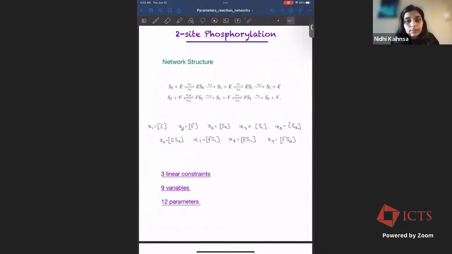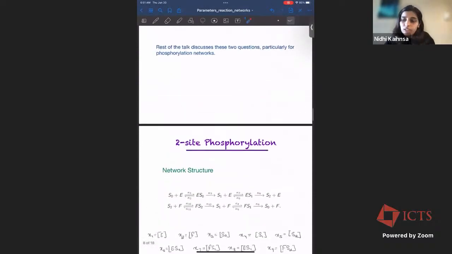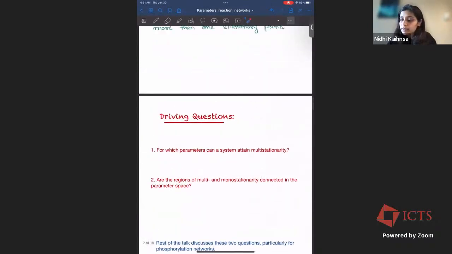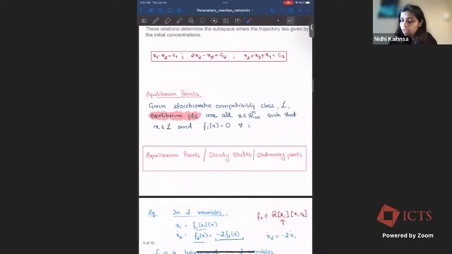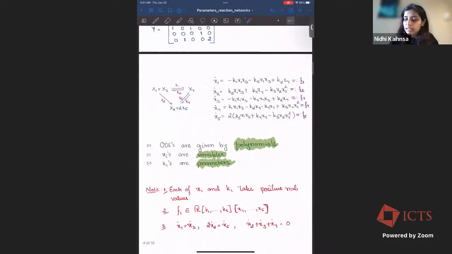Where do those 3 linear constraints come from? You mentioned, but just to clarify. The 3 linear constraints are exactly the ones which give you the stoichiometric compatibility class, right? So when you actually write out the ordinary differential equations, like in this example, we had x1 dot. So this equation was equal to this equation.